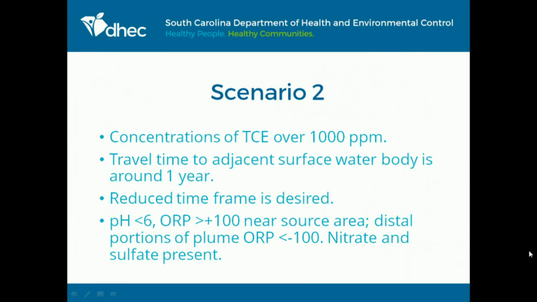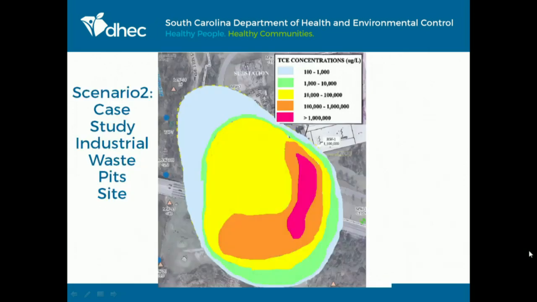Let me go back. So the surface water body is actually on the left side of the plume. And you may see some blue diamonds. I don't know if you can see the blue diamonds from where you're sitting on the left side. I'll use a laser pointer and that might help you see them. The blue diamond right there. Those are surface water sampling points. And the distance from that point to that point is a couple hundred feet.